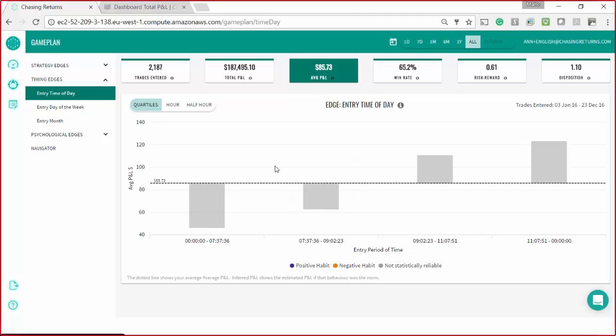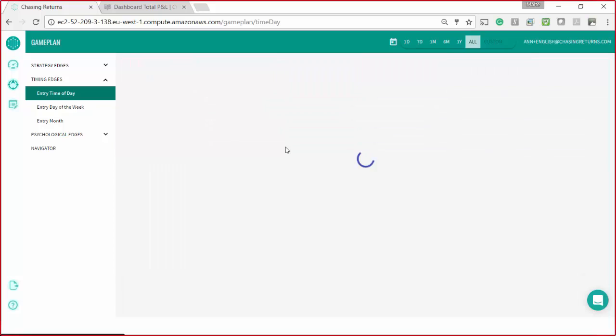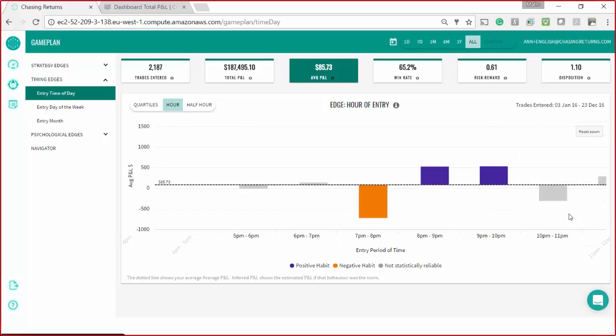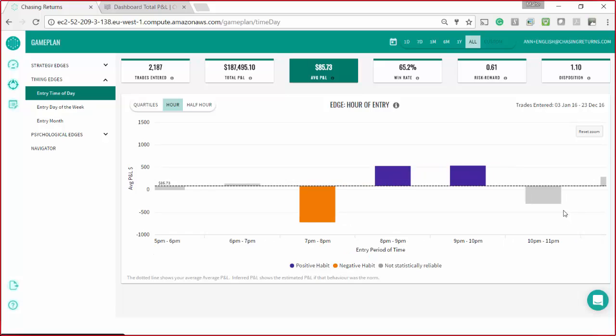Whereas if you go into the hour view, so do you see where quartiles is? Yeah, if you go into the hour view, and it gets into a bit more of the weeds of his trading, I think we will see that there are some nuggets of really good information in here. So particularly if you look at that 7 p.m. slot, he has a very negative set of behavior there, and he's losing. You can see quite big losses. The average P&L loss there is 700.